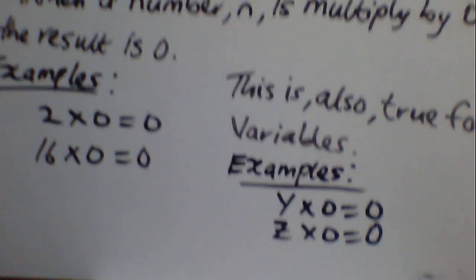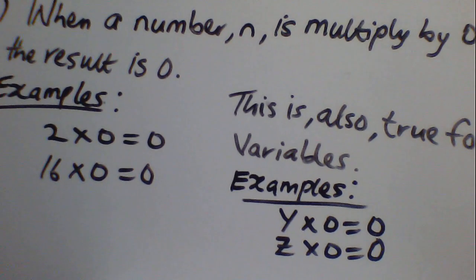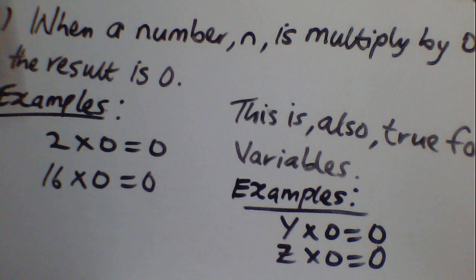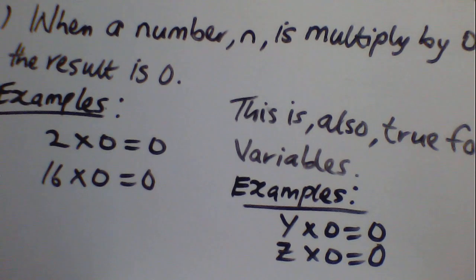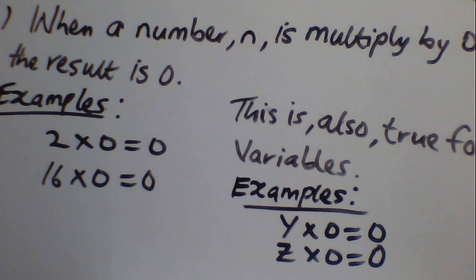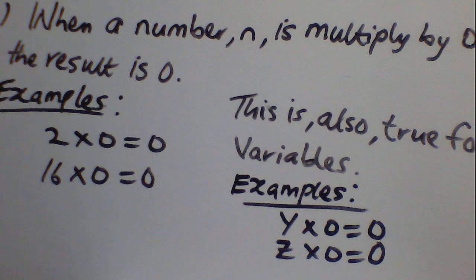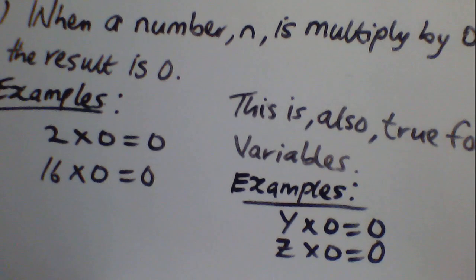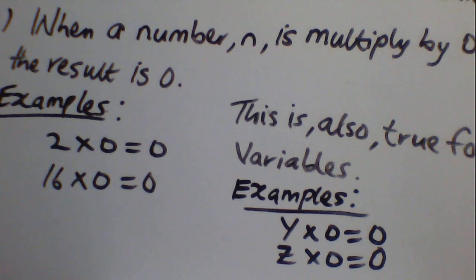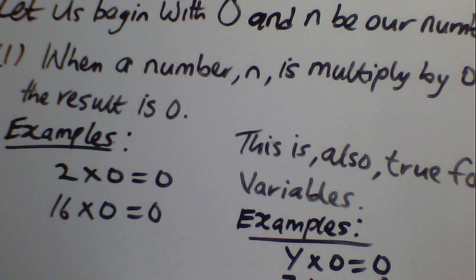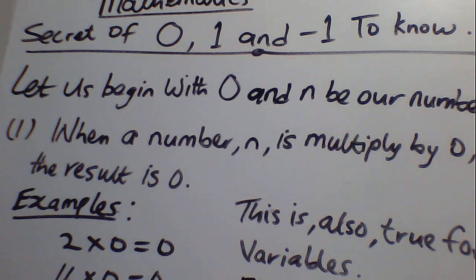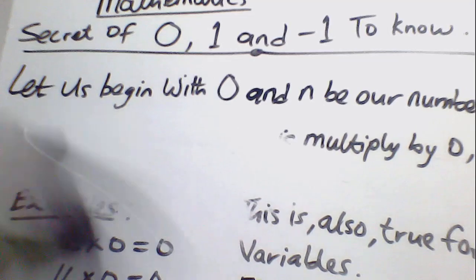This is also true for variables. You know what variables are? We use variables in algebra to represent an unknown number, a missing number. In this case, we make an example here using y. As you can see, y multiplied by 0 will give us 0, and z multiplied by 0 will also give us 0. So this is the first thing you have to know about 0. Let's go to the second thing you have to know about 0.